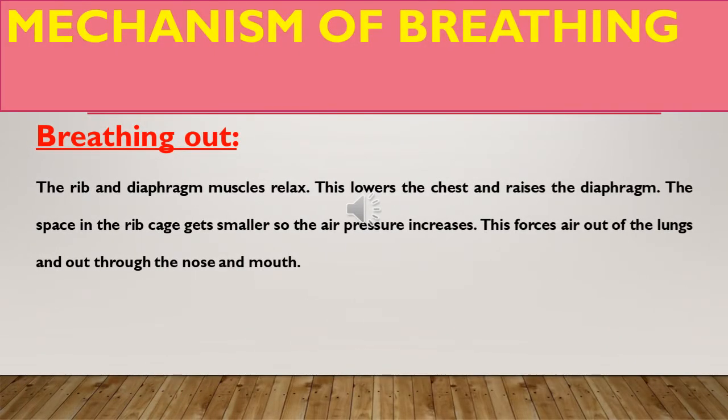Now it is the second phase of the mechanism of respiration, which is breathing out. The rib and diaphragm muscles relax. This lowers the chest and raises the diaphragm. The space in the rib cage gets smaller, so the air pressure increases. This forces air out of the lungs and out through the nose and mouth.